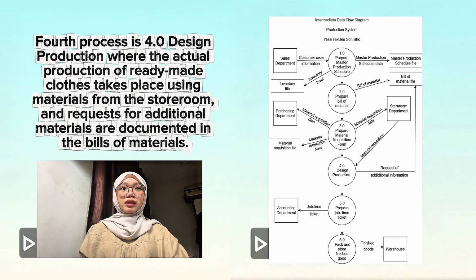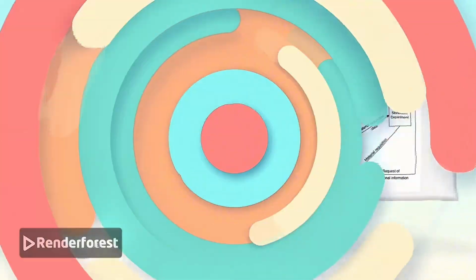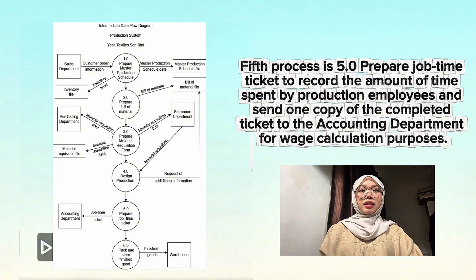The fourth process is 4.0 Design Production, where the actual production of ready-made clothes takes place using materials from the storeroom, and requests for additional materials are documented in the bills of materials. The fifth process is 5.0 Prepare Job Time Ticket to record the amount of time spent by production employees and send 1 copy of the completed ticket to the accounting department for wage calculation purposes.